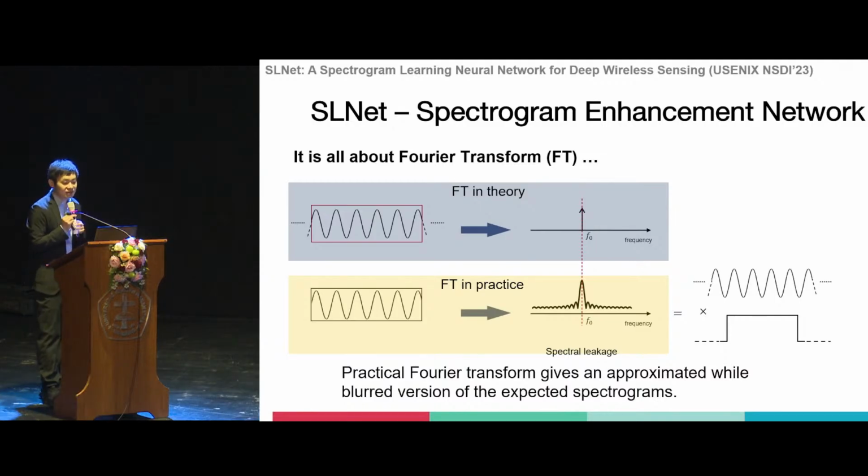Behind this, there is a basic limitation of the Fourier transform. In Fourier analysis, some signals are infinitely long, but in practice, we only analyze a finite length. This is the window size segment. So this leads to spectrum leakage.